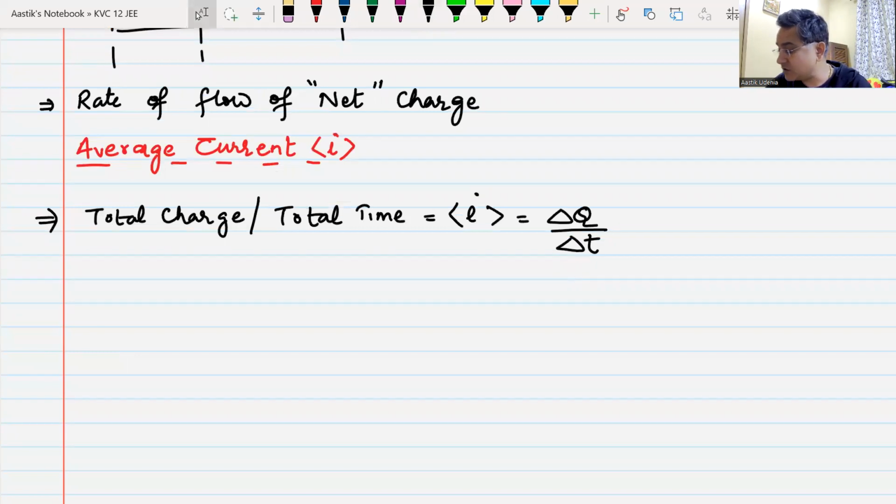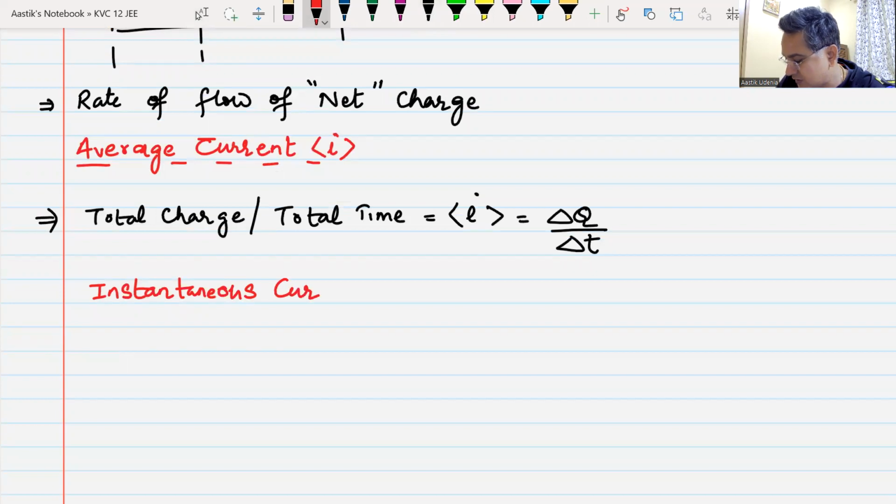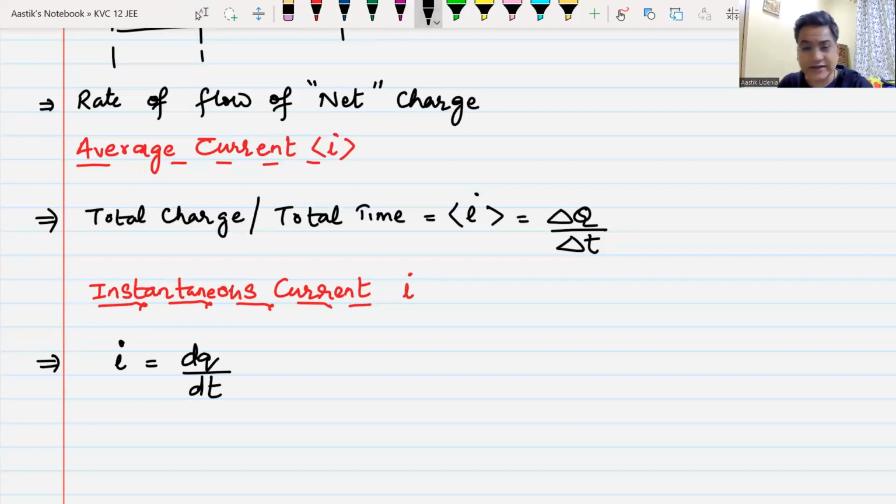So average current is total charge divided by total time. Then I have the next definition, which is instantaneous current. Instantaneous current is current at any particular time. Right now, what is the value of current? That would be known as your instantaneous current. And how will I find instantaneous current? Instantaneous current I will be the rate of flow of charge, dq by dt.